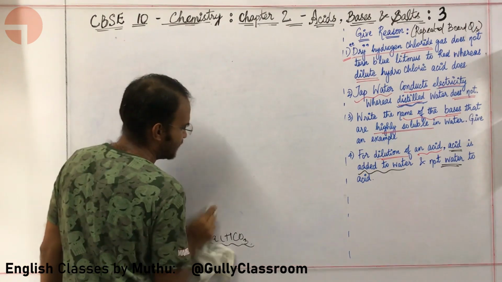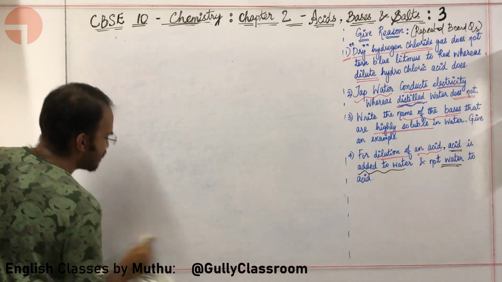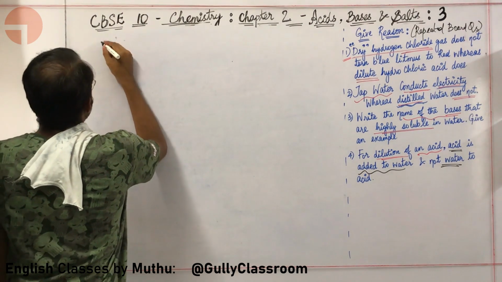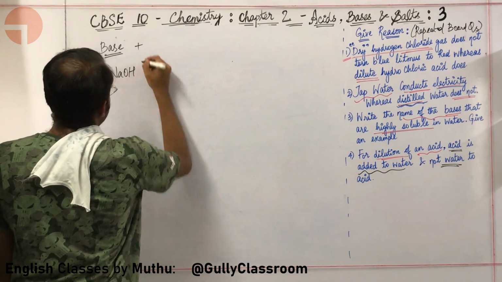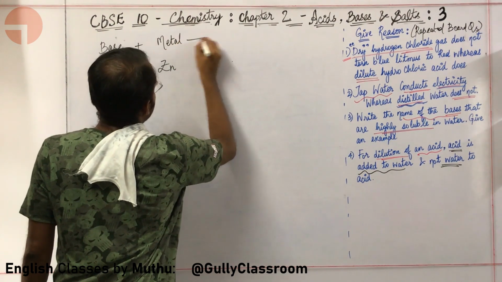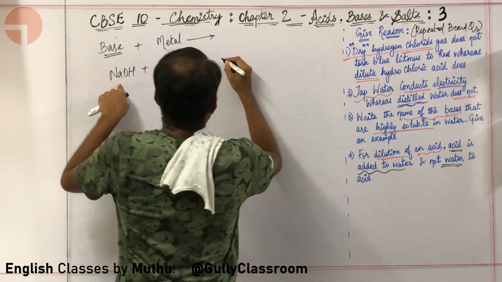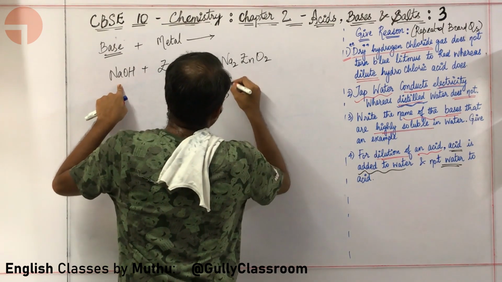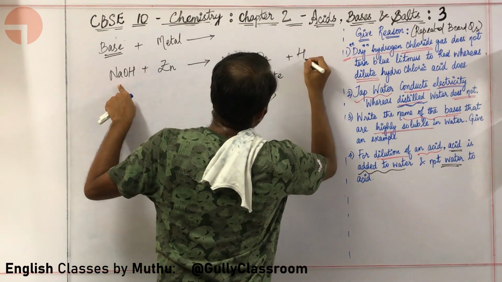What is the other name for sodium hydroxide? The other name for sodium hydroxide is caustic soda. So let us take a base. What is my base? NaOH or sodium hydroxide. Let us put it with zinc. It is a good example of an active metal. Now what will happen, sir? In this reaction, I will get sodium zincate, Na2ZnO2. And I will get hydrogen out of this.